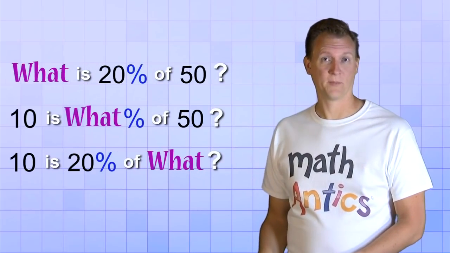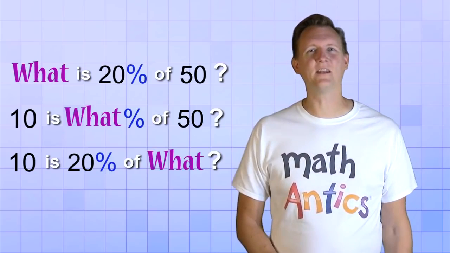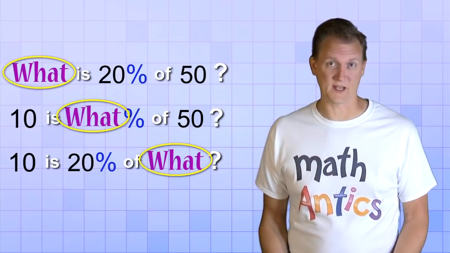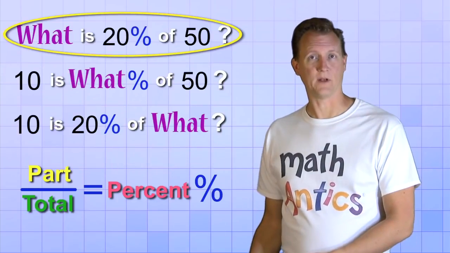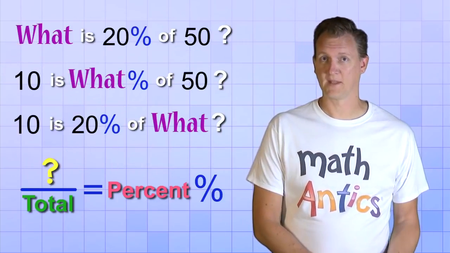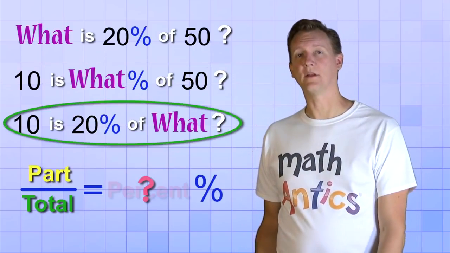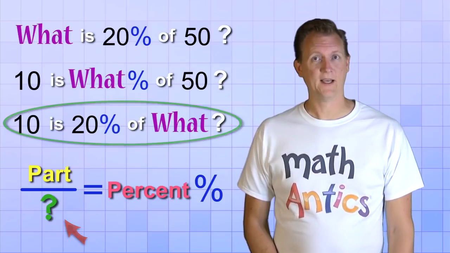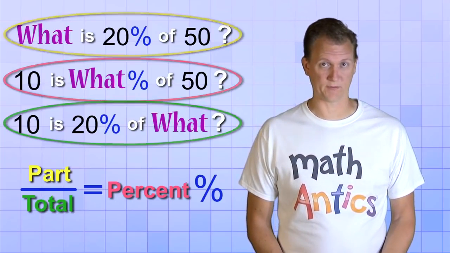Doing this is helpful because whenever you're given a problem involving percents, the first thing you need to figure out is what the problem's asking you to find. You know, which number is missing. In the first statement, the part we have is missing. In the second statement, the percent is missing. And in the third statement, the total is missing. And these three statements represent the three most common types of percentage problems.